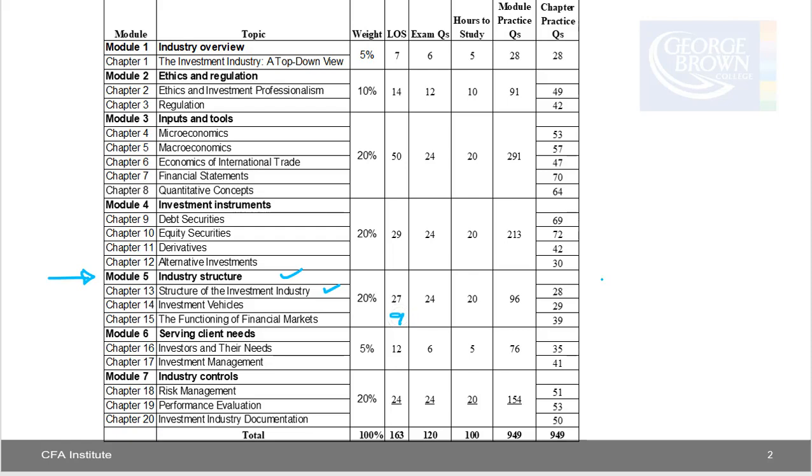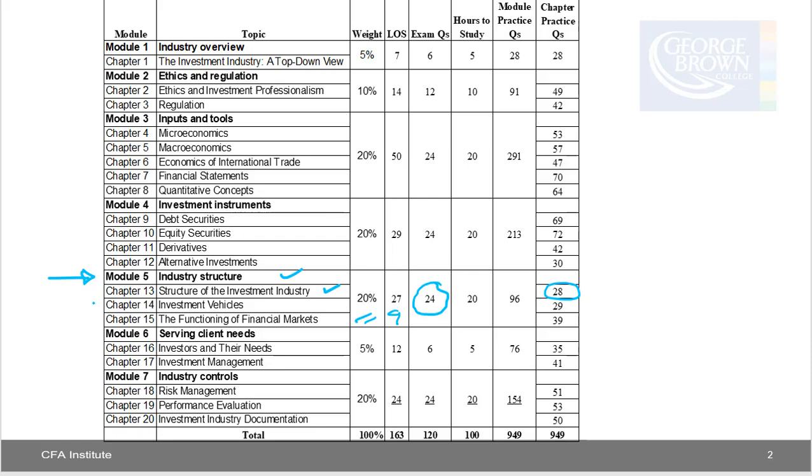There are 9 learning outcome statements for this chapter. And as you can see, there are 28 questions in the learning ecosystem. So the next 2 chapters are not so difficult and not so heavily weighted in terms of chapter practice questions, although you can see that the module still is making up for 20% of the exam. So across these 3 chapters are 24 questions on the exam is what you would anticipate.